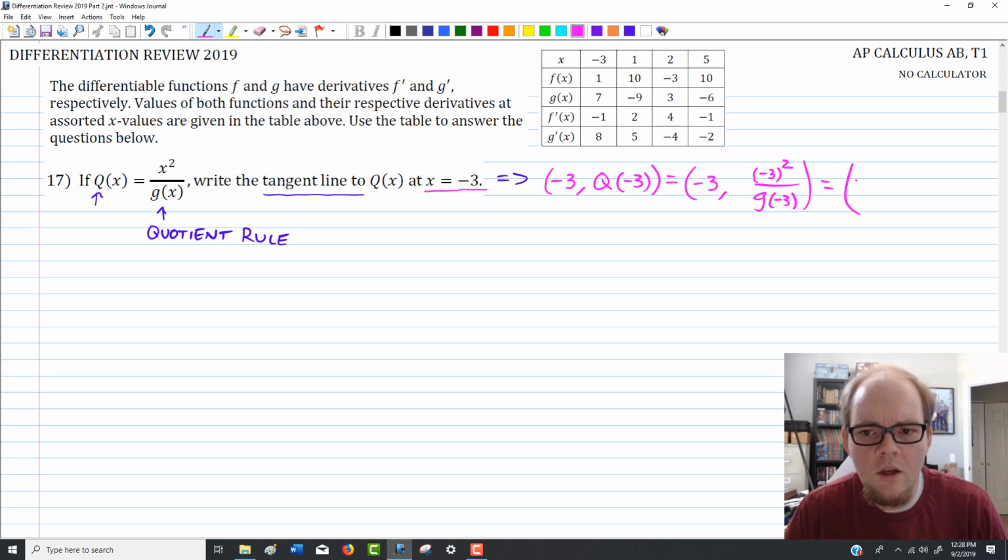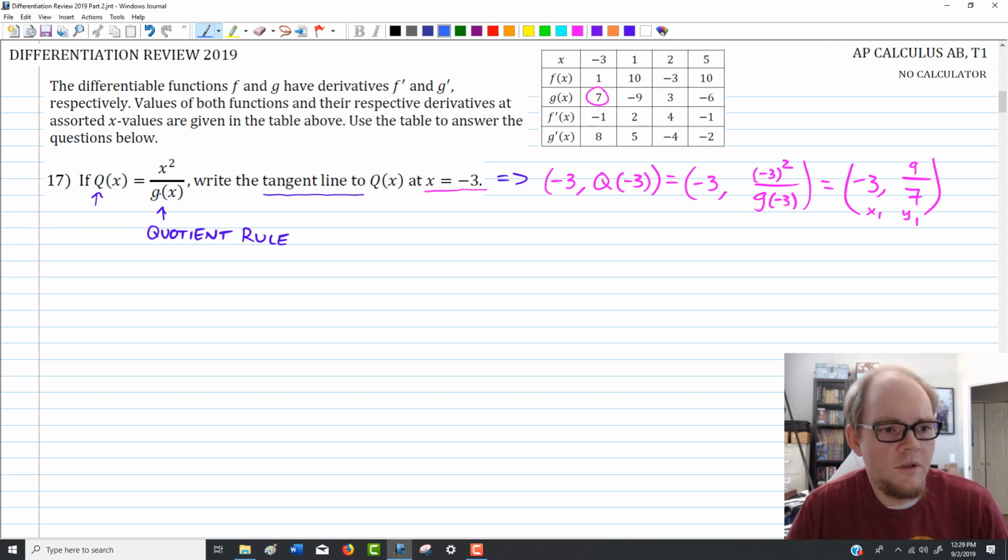Looking up at our table then, we'll have negative 3 comma 9 over 7, since g of negative 3 is 7. So in this case, we found our point. Those will be our x sub 1 and y sub 1. That's the point where we're going to try to hit that tangent line. So there's our first bet, all taken care of.